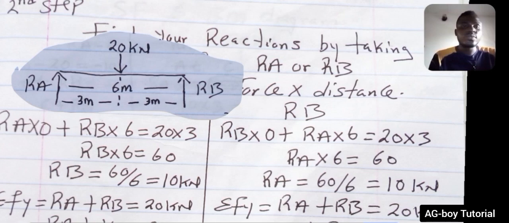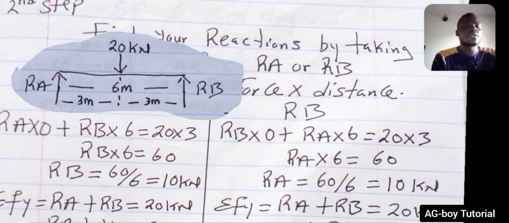So by making RA subject of formula, it is going to become 60 divided by 6, because we divide both sides by 6. This 6 is going to cancel this 6, and then we have 60 divided by 6. And once we divide the 60 by 6, we are going to have 10 kilonewton.